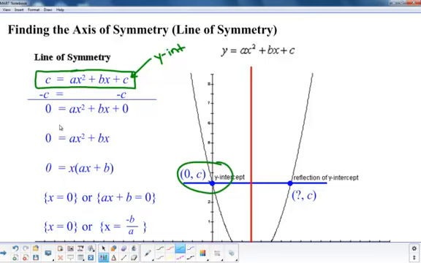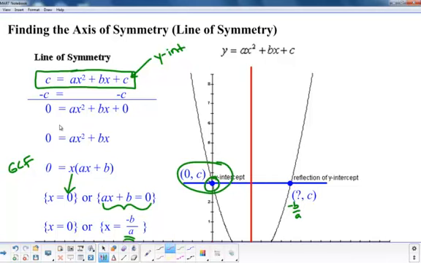And if we subtract the c from both sides, we get 0 equals ax squared plus bx plus 0. And if you take out your greatest common factor, we have x can either equal 0, which is this point, or we have ax plus b equals 0. So to solve that, we would subtract b, divide by a. So this point right here is negative b over a.